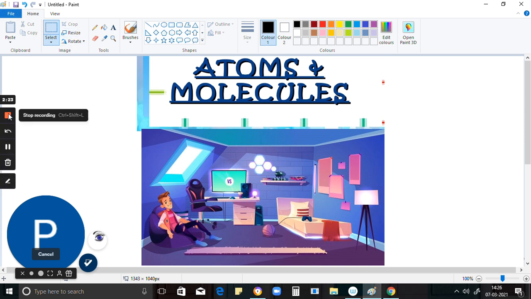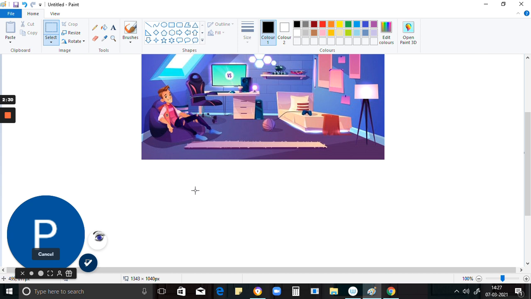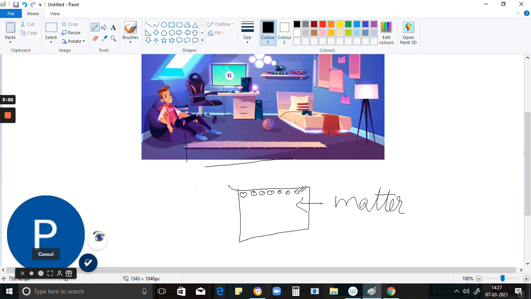Now let us understand what is inside this atom. We got to know, suppose we are taking the example of this TV. This TV is nothing but matter and it is made up of atoms. Let me draw it in front of you. Suppose this is a TV and this is matter, right? Now, this matter is made up of small particles. And these small particles are called what, guys? Can you tell me if you know? Please drop down your answers in the comment box. They are known as atoms.